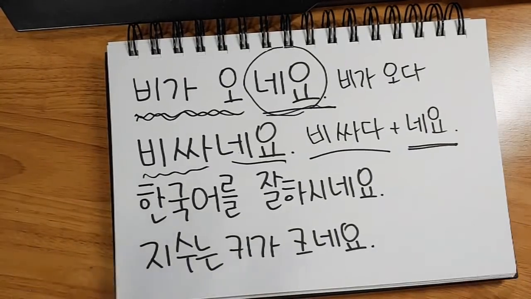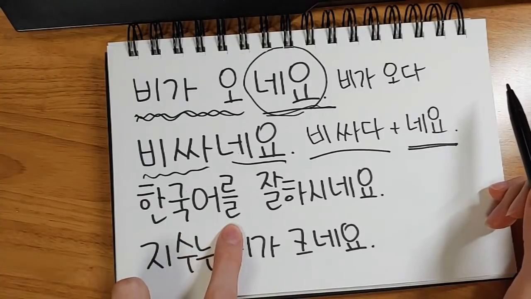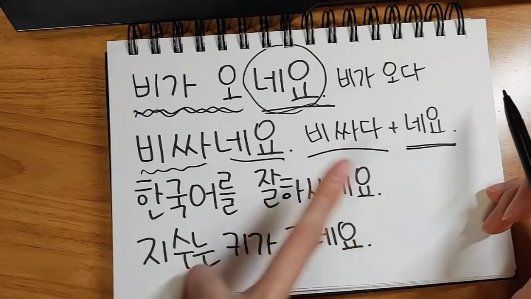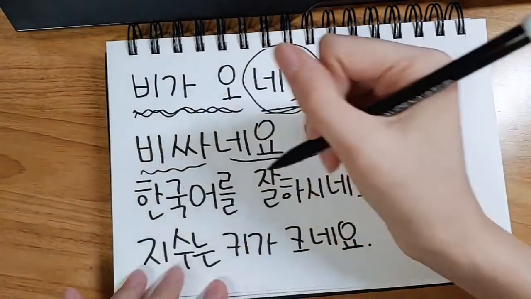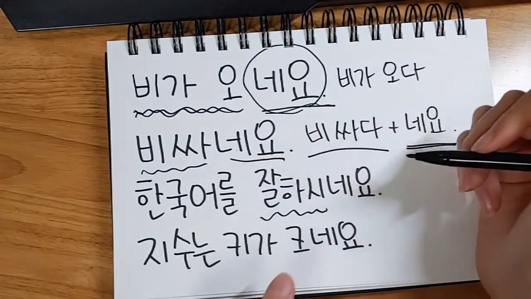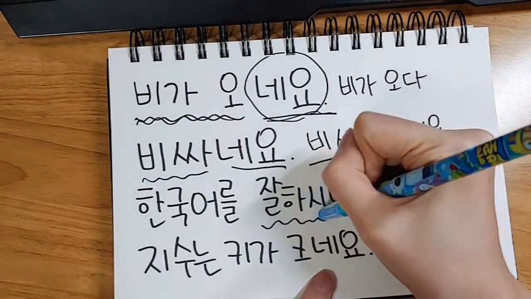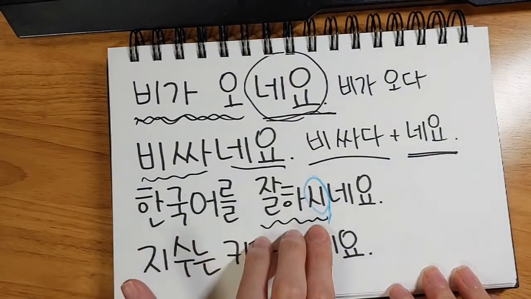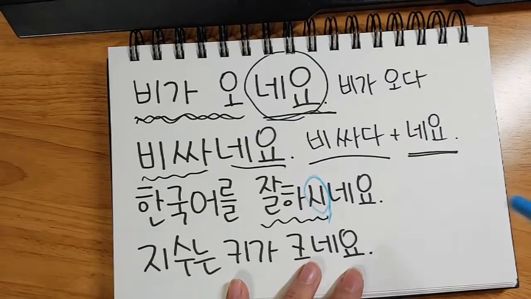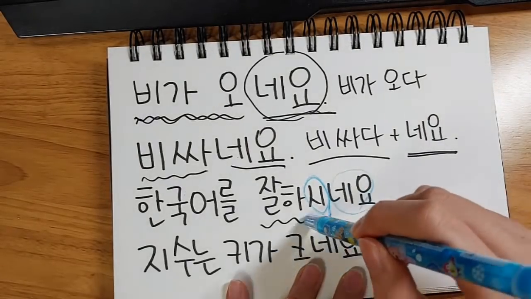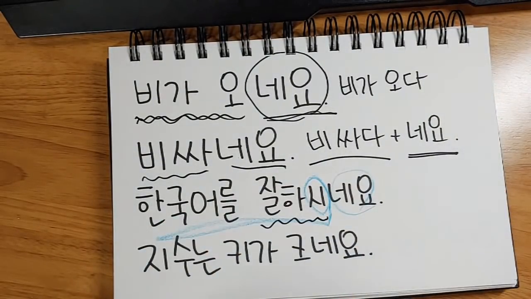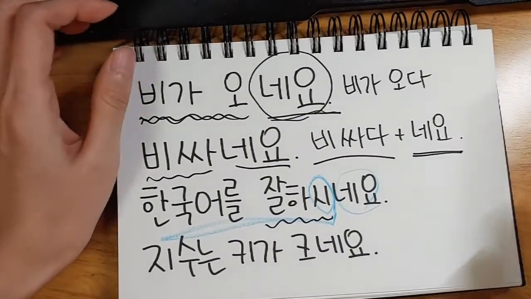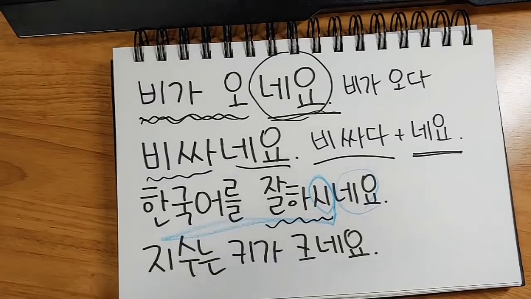비싸네요. And also you can say 한국어를 잘하시네요. So 잘하시다, it's used with 하다 verb, right? The honorific verb, which means to be good at something. So 한국어를 잘하시네요 means like I can see that you are good at Korean. 여러분 한국어를 잘하시네요. I can see that some of you guys speak Korean very well.